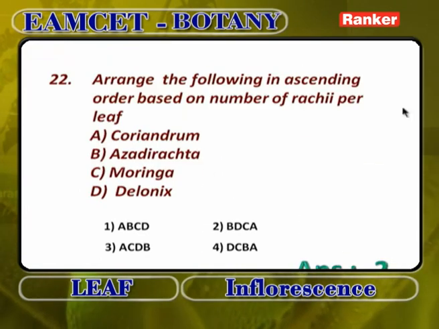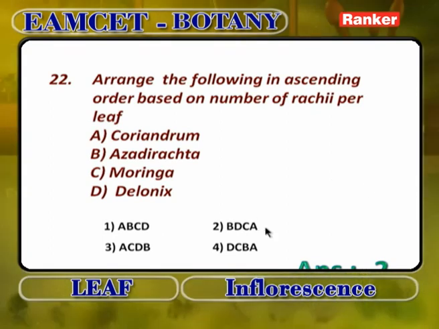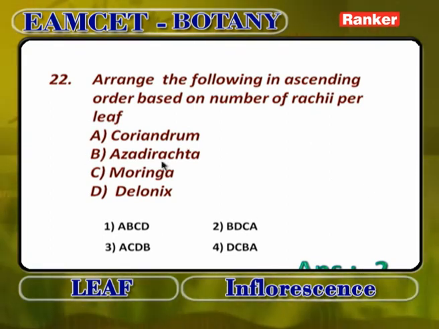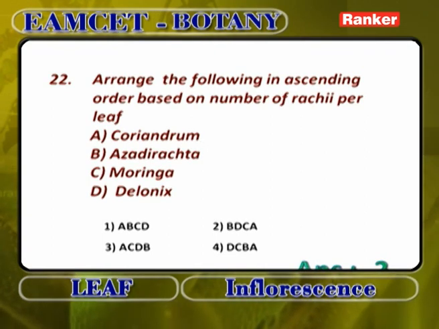Arrange the following in ascending order based on the number of rachi per leaflet. For this the answer is B, D, C, A. Azadirachta has only first rachis, Delonix 2 rachi, Moringa 3 rachis, and Coriandrum many rachi. Just now this question was asked and explained.